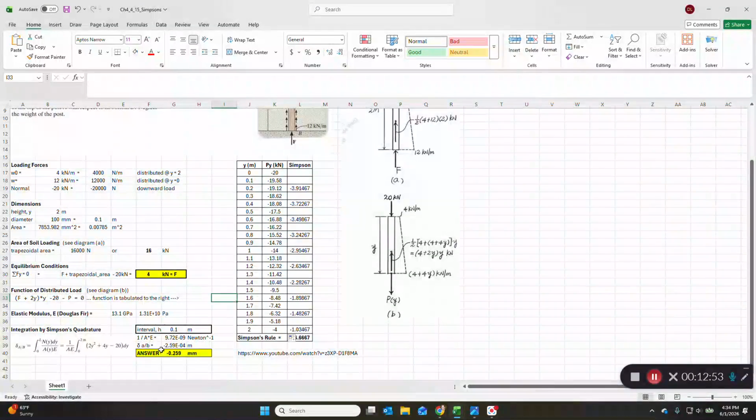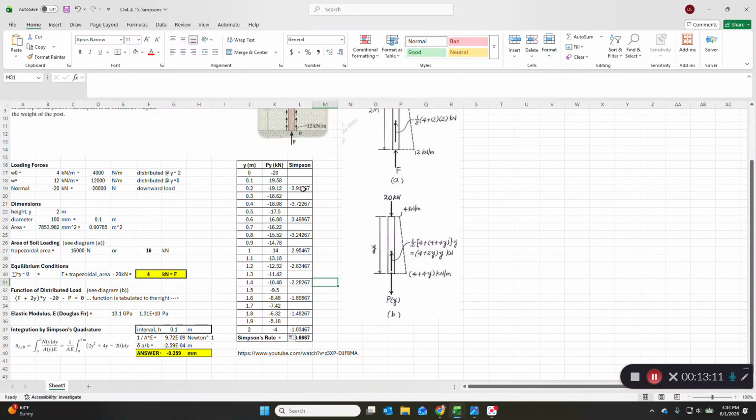So we want to solve for delta A sub B in this case. So we use Simpson's rule. Well, if you're unfamiliar with Simpson's rule, there is a link here that is very good. That's a YouTube video by someone else that provides some tutorial.